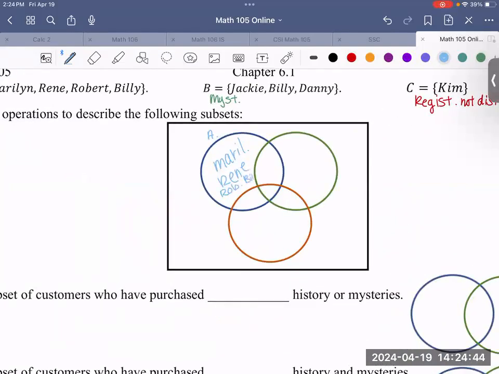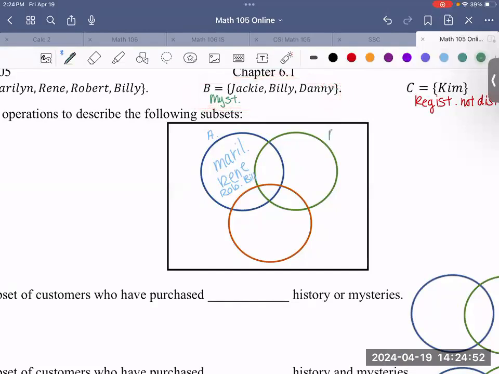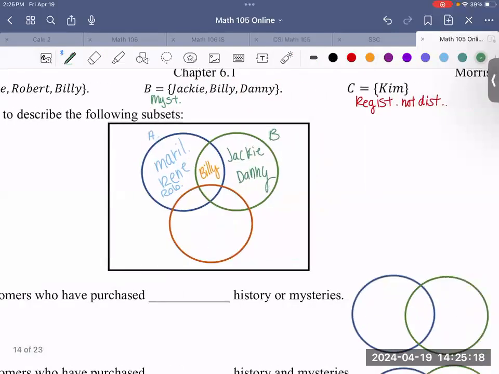and Billy. But notice, before I put down Billy, when I go to look at mysteries, which I'll put right over here, Billy is already found in mysteries. And he is also found in A, history. So instead of just putting him only in A, we're going to put him in that overlapping section. So we'll put him there. Everybody else, let's see, Jackie, Danny can go in there. And then Kim is the only one who has not registered.